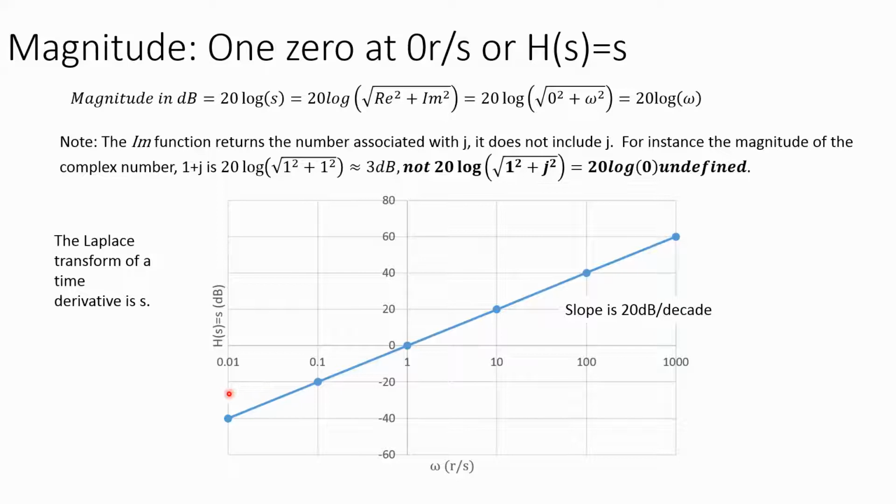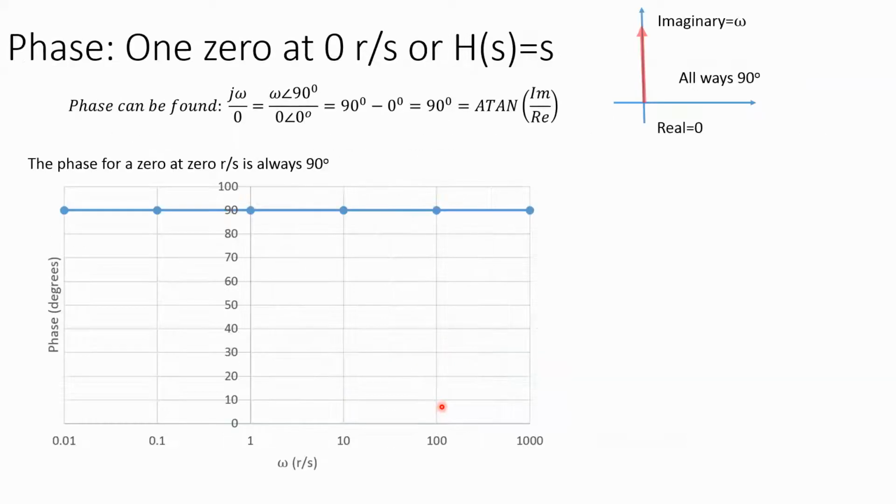You can never really have 0 radians per second. You can get very close, but when we get into it later, you'll see that it doesn't really work. So that is the magnitude of S. What's the phase?